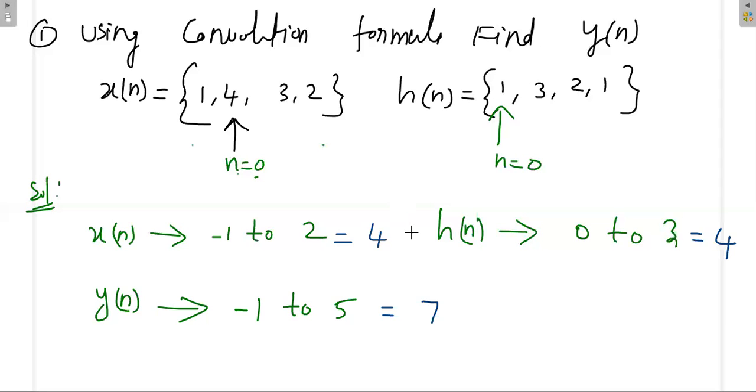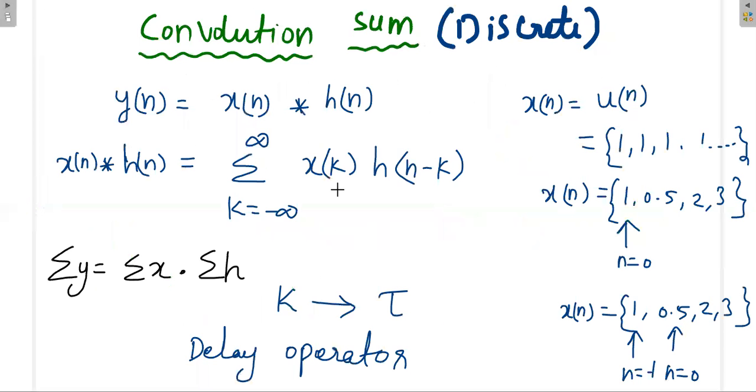So there is some relation between the number of samples in x of n, the number of samples in h of n, and the number of samples in y of n. That is simply the length of y of n: Ly is equal to the length of x plus the length of h minus 1. So how many samples will be there in the output, we can easily find out with the help of this formula for this convolution. This convolution we also call a linear convolution. There is another convolution, that is circular convolution. Their formula is a little bit different, but in general the general convolution is called linear convolution.